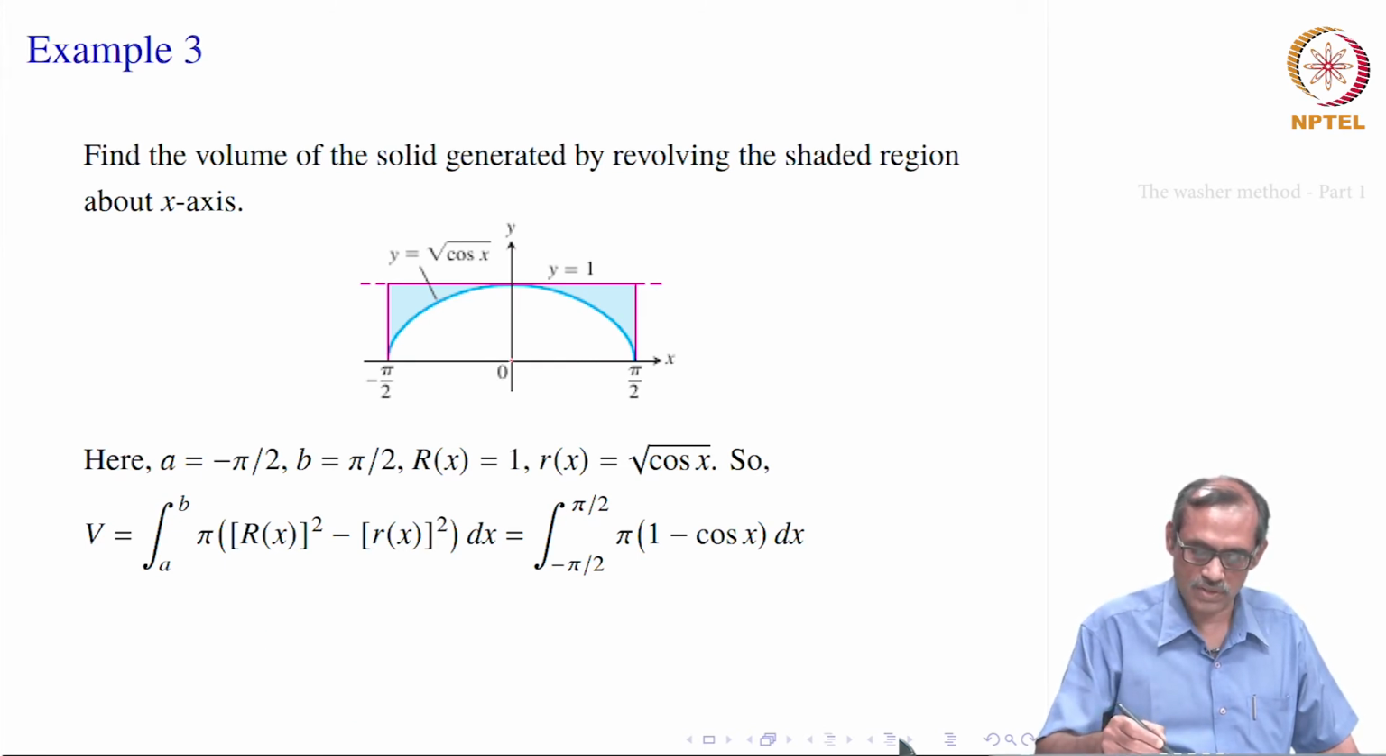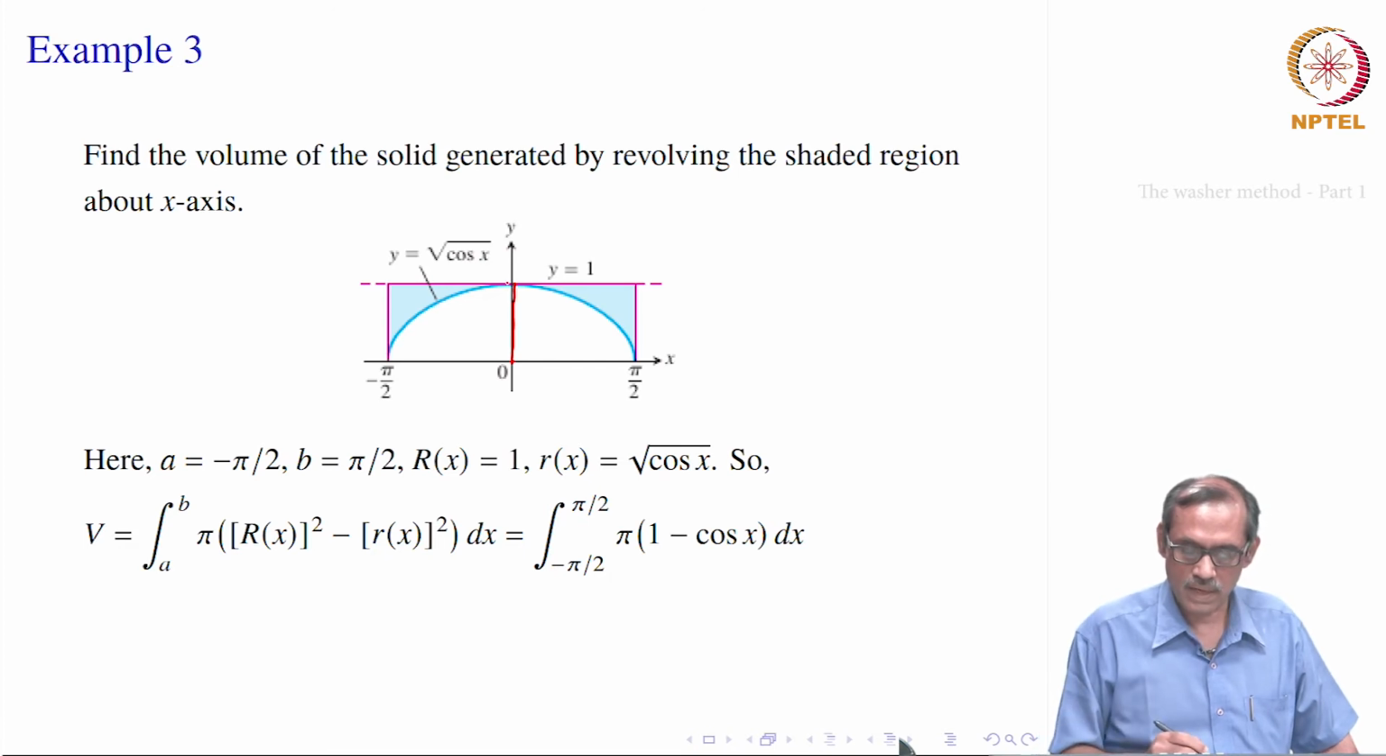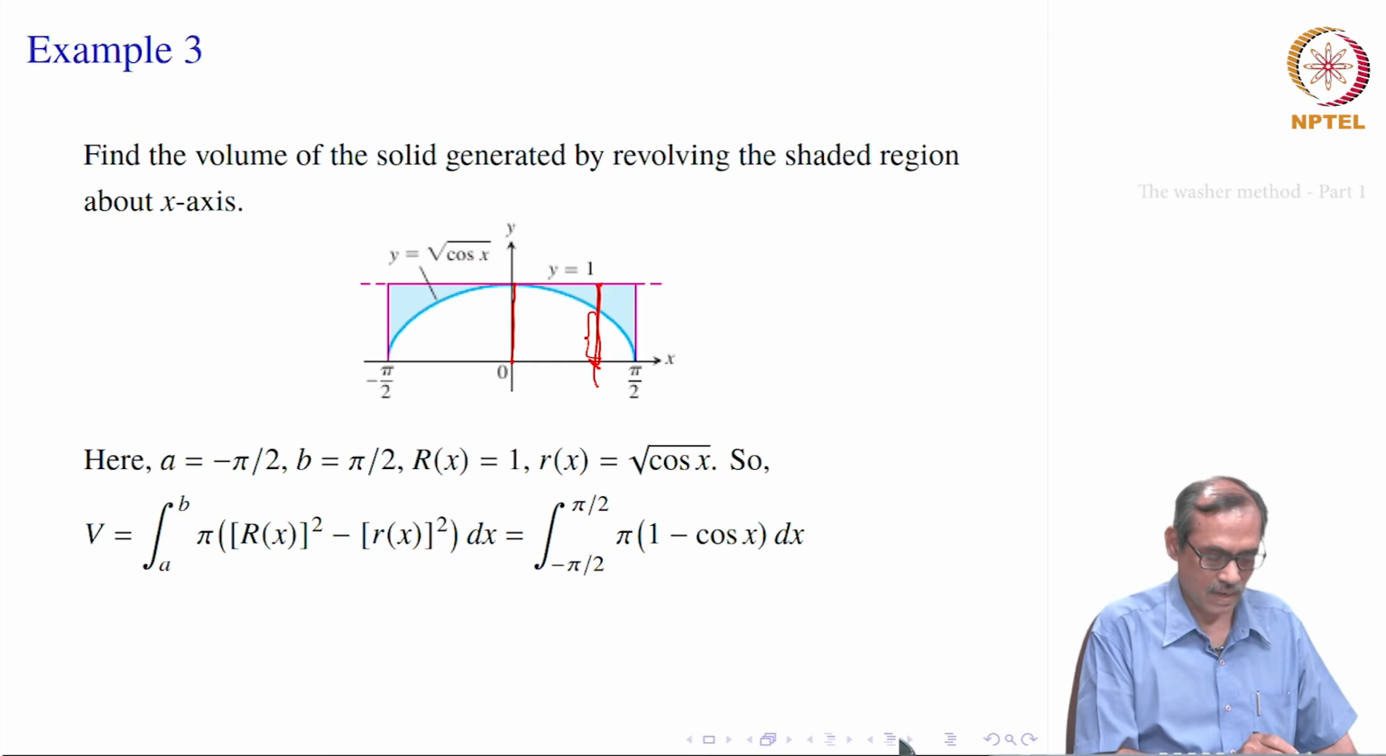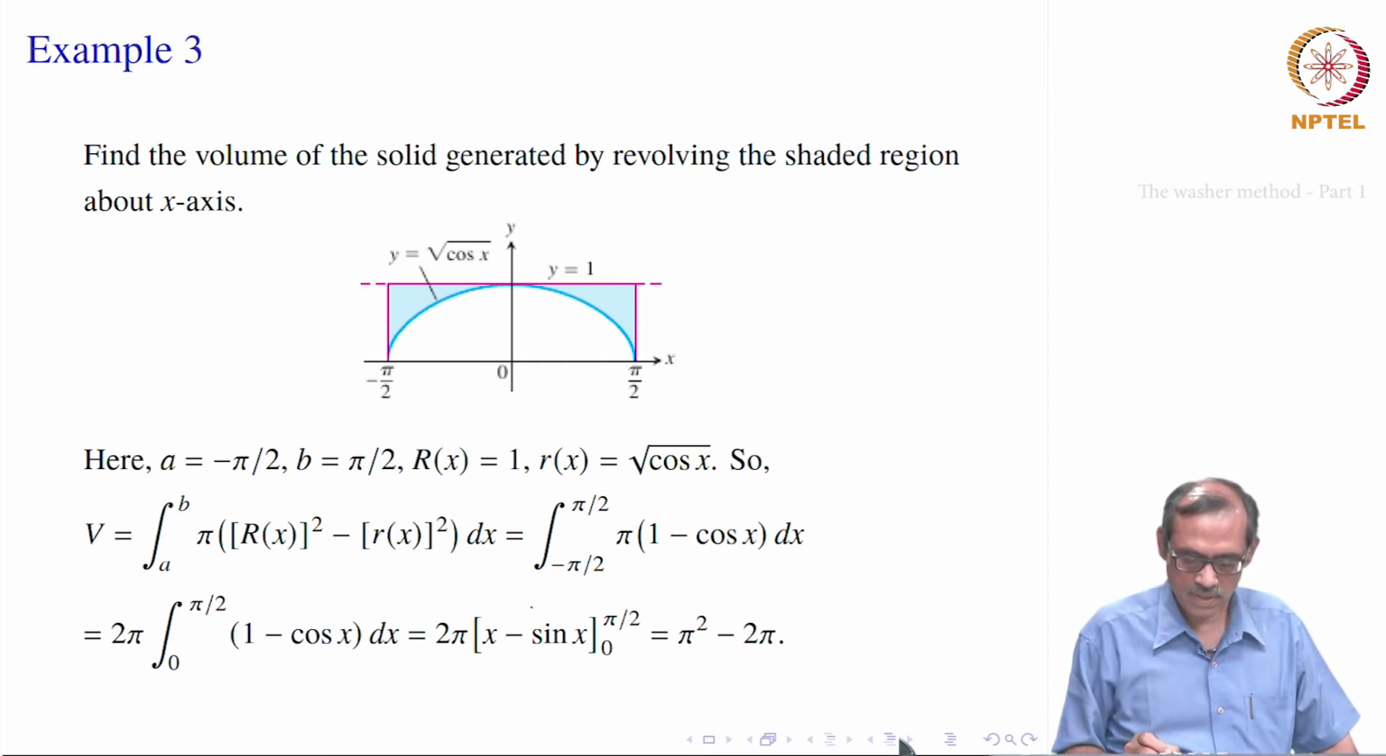Here the outer radius is really 1, the whole thing, and for the inner radius you take any x. At that x you have the outer radius as 1 and the inner radius is this length, which is root of cosine x. Therefore, it is pi into 1 minus square root of cos x squared. So, that gives 1 minus cos x dx. And now, we integrate. This is an even function, so instead of minus pi by 2 to pi by 2, we write 2 times that, and the pi goes out: 2 pi times the integral from 0 to pi by 2 of 1 minus cos x dx.